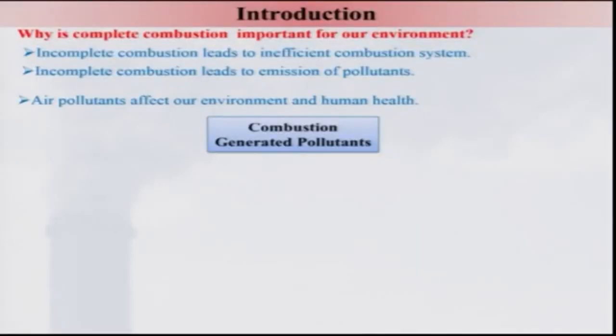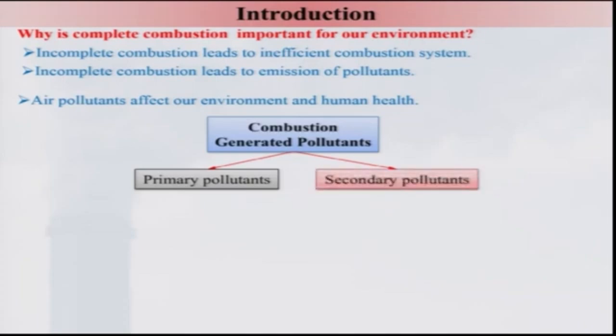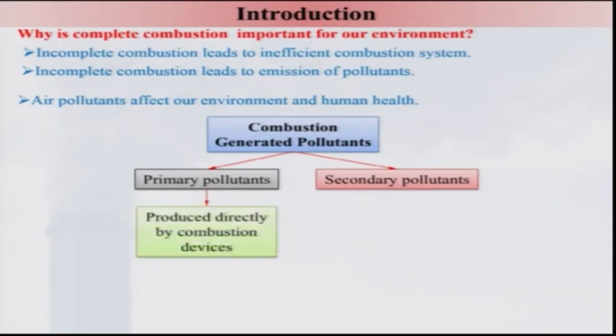So the question arises: there are various kinds of combustion products, or combustion pollutants, which will be emitted from combustion systems, and those pollutants can broadly be divided into two categories. In other words, combustion-generated pollutants can be classified into two categories. One is primary pollutants, that means pollutants which are formed inside the combustion system and are exhausted out to the atmosphere. The others are secondary pollutants, which are formed when the constituents of the combustion products undergo changes, reacting in the atmosphere. Primary pollutants are produced directly by the combustion devices.